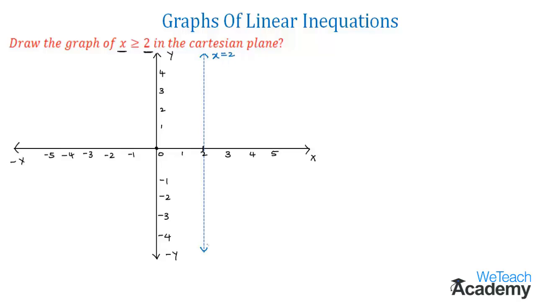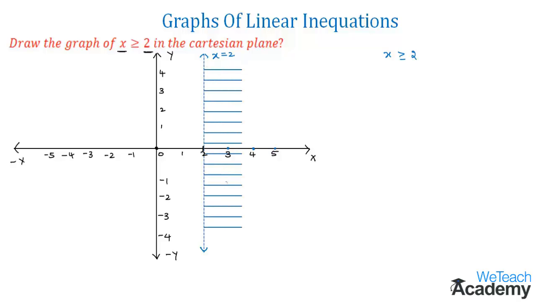And now here, this straight line divides this plane into two half parts. And now here, let us specify the region in which the values of x lie. So here, the given inequation is x greater than or equal to 2. And now let us mark the values which are greater than 2. So here we have 3, 4 and 5 which are greater than 2. And now let us shade this region in which the values of x lie.